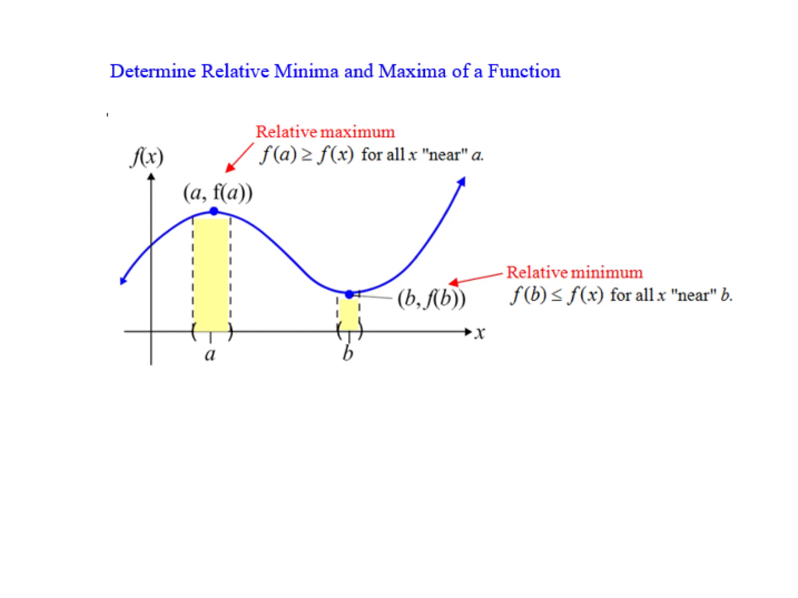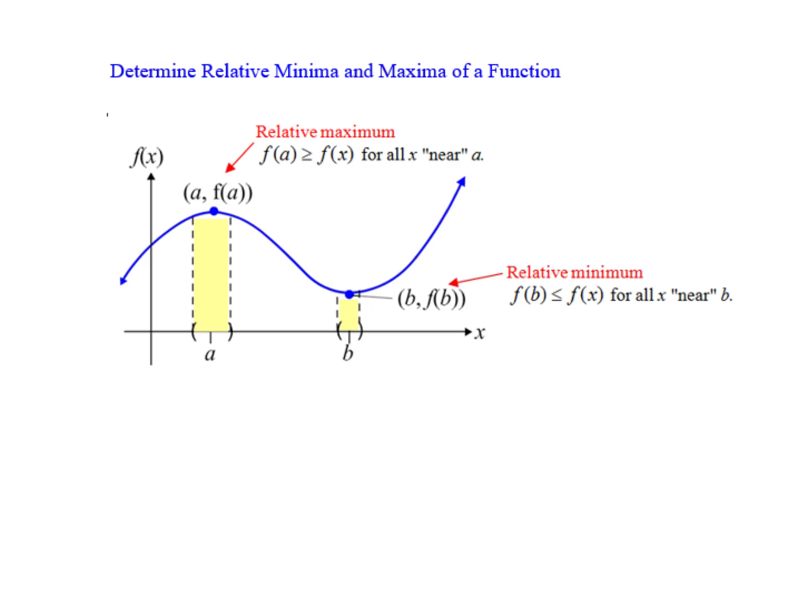Another characteristic of graphs are the relative minimum and maximum of a graph. So relative minima and maxima means that over a small interval section of the graph, you have a highest point or a lowest point. Okay, so highest point would be a relative max, lowest point would be a relative minimum.